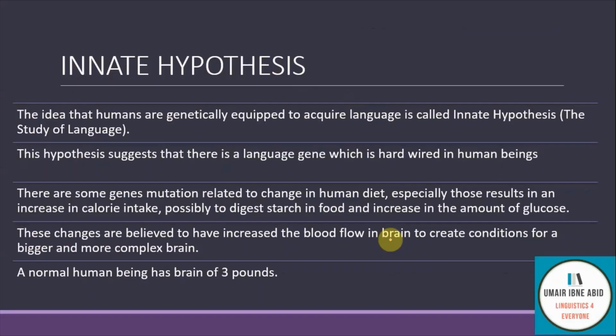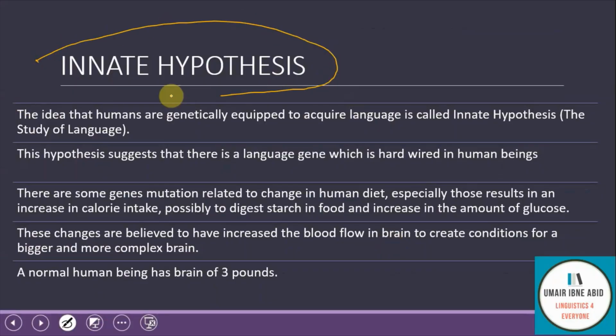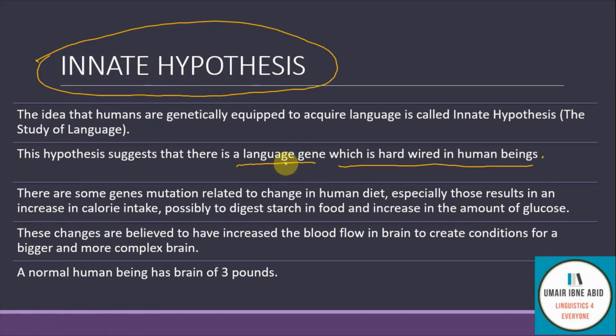So now this is the innate hypothesis, which many linguists and researchers have suggested: that there is a language gene in human beings which is hardwired. No doubt this language gene is not visible, or has not yet been discovered, but given how humans develop their speech and how they speak, they suggest that there must be a language gene or something like it, so that humans speak very complex structures. Human speech is very complex compared to other creatures.